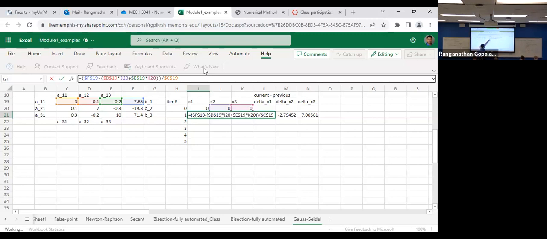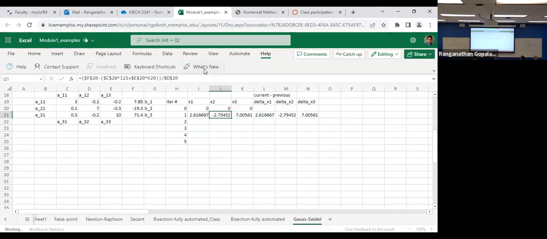The double dollar sign is to freeze that cell value so that when you drag it to the next row, there is still F19, but instead of J20, you will have J21 or J22 and so on. It will keep updating. This routine makes sense to you, right? So now I go to X2, I do the same.